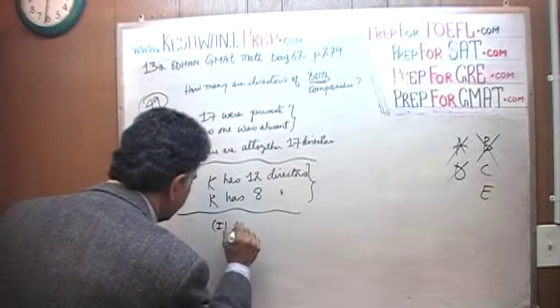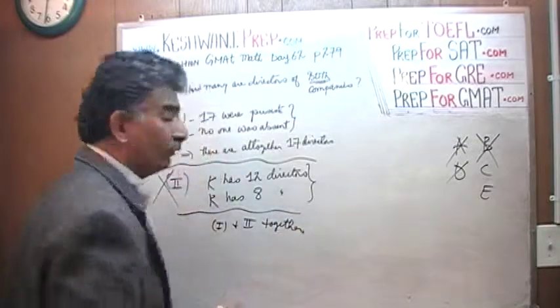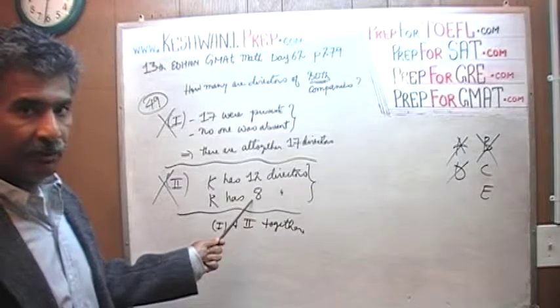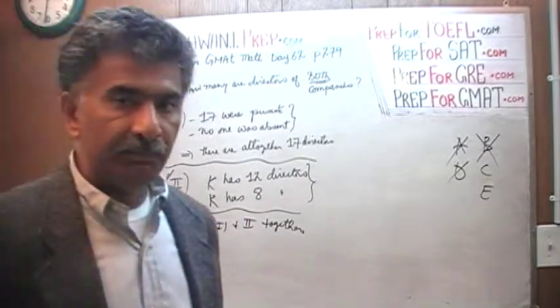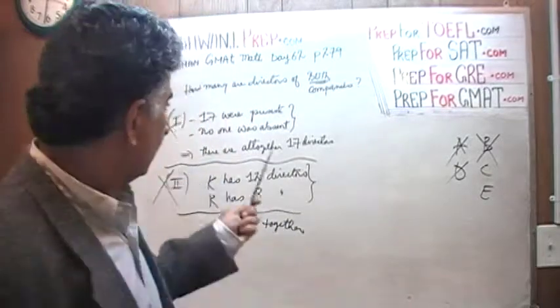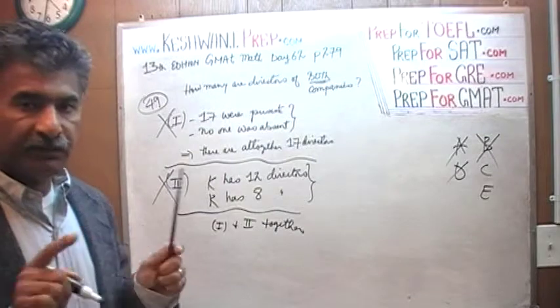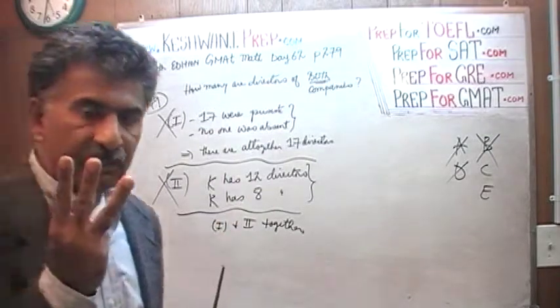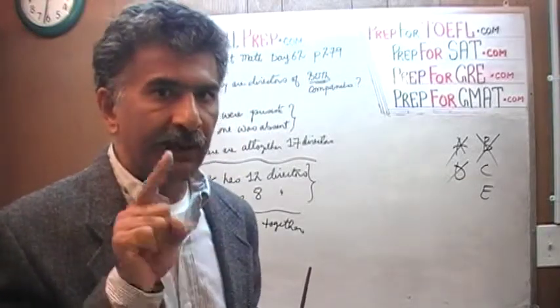But if you were to put them together, 1 and 2 together, now we get somewhere. There are 12 directors in company K, there are 8 directors in company R, altogether 20, but we were told that when we had a meeting of all the directors, only 17 showed up and nobody was absent. That means 17 is the total. If 17 is the total and this adds up to 20, there must be 3 people who are representing both company K and company R.